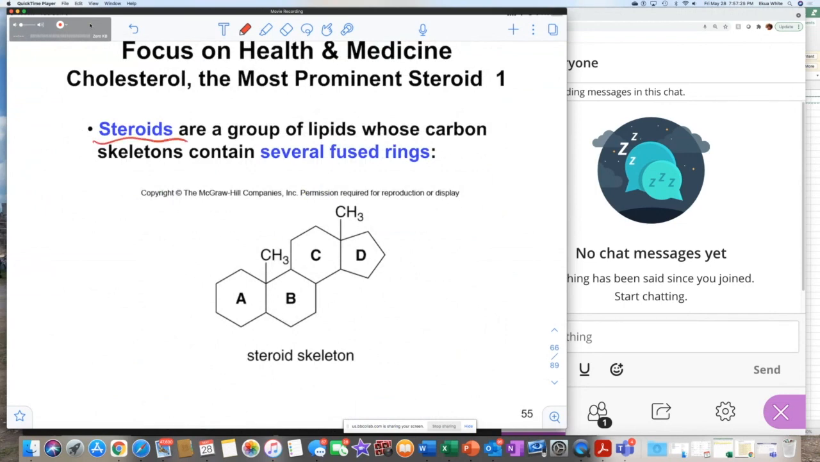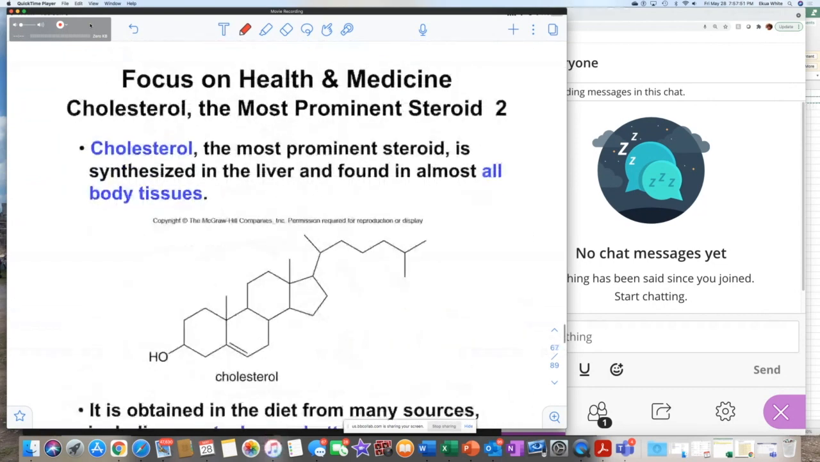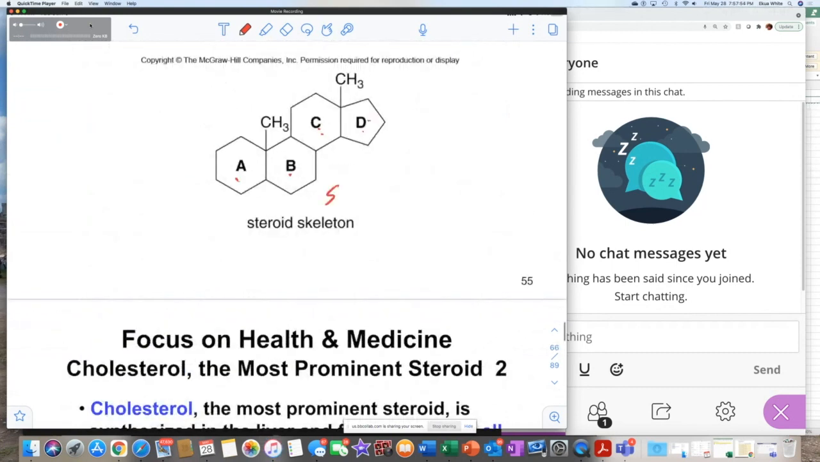Okay, moving on. Talking about steroids. Steroids are a group of lipids whose carbon skeletons have several cyclic alkanes fused together. And steroids tend to have this A, B, C, D ring. There's so many different kinds of steroids, but you recognize them by them having this A, B, C, D arrangement of the cyclic alkanes. Okay, this was steroid, right?